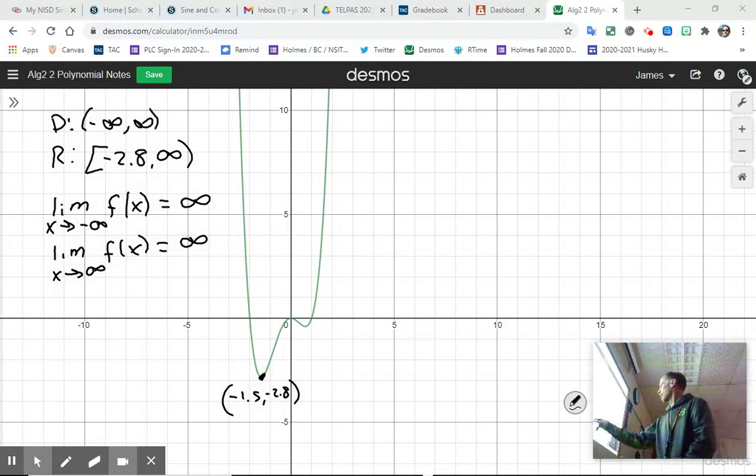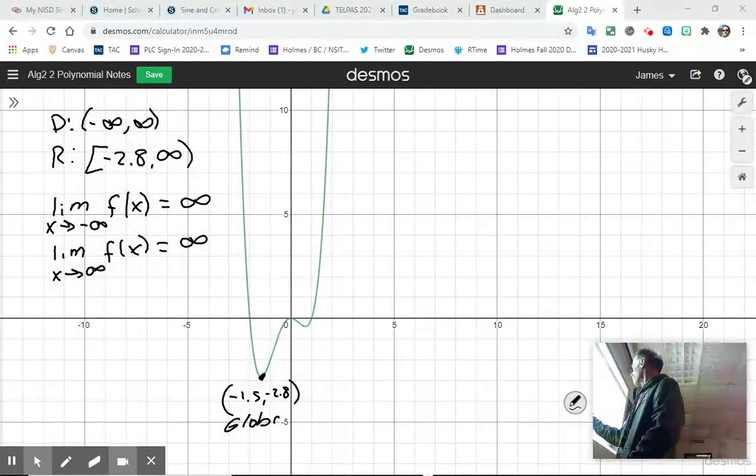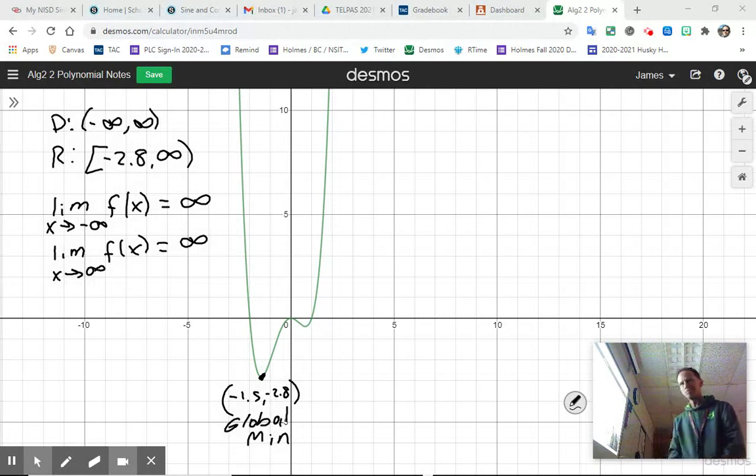Minimum, maximum values. Again, I just labeled that first point when we did our range, but notice that point there, that is a global, or some people call it absolute, global minimum. Technically, it's also a local minimum, but I'm not going to be that picky about it.